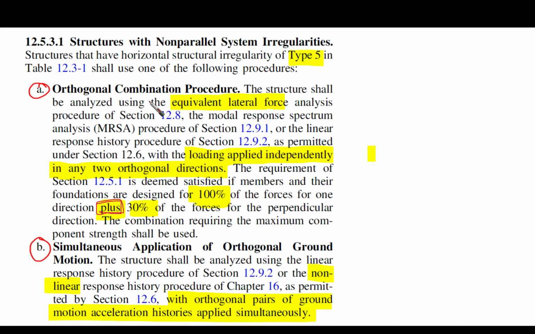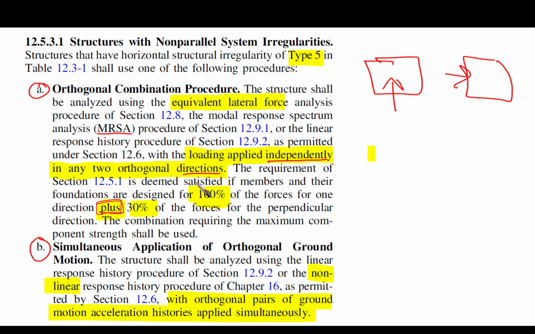In A, the structure shall be analyzed using equivalent lateral force, or modal response spectrum analysis, MRSA, or linear response history procedure. Now, linear only, linear response history procedure. It's not nonlinear. Take care. As permitted under section 12.6 with loading applied independently in any two orthogonal directions. So we can apply the load independently, one time here, one time here. It is okay. Okay, but look here.